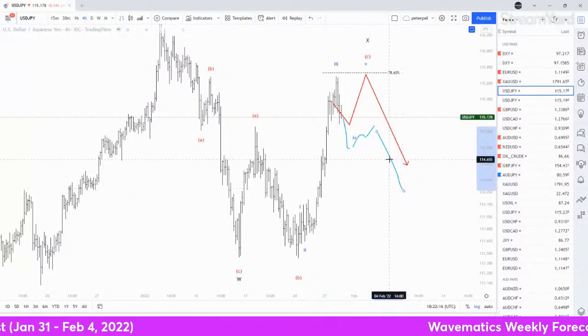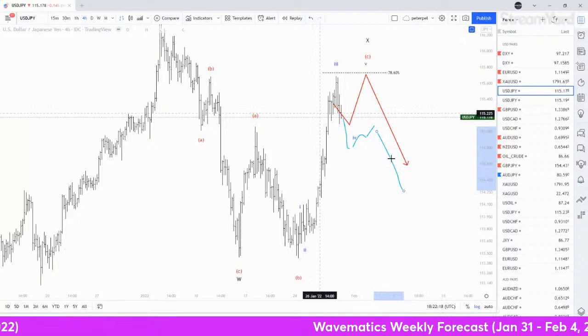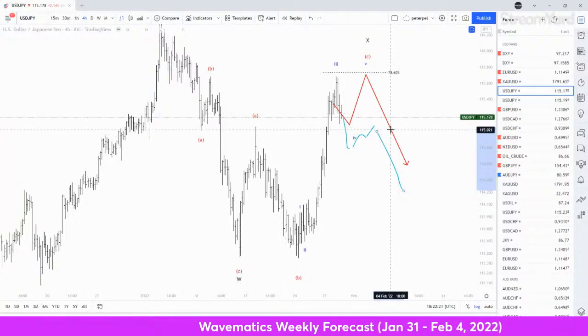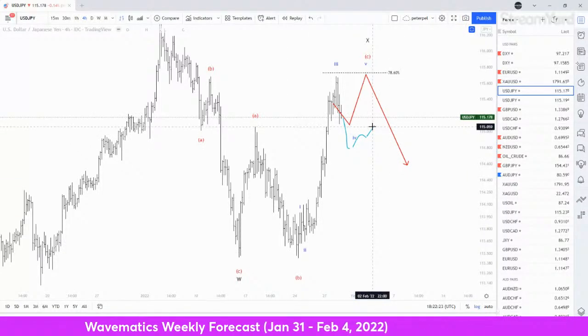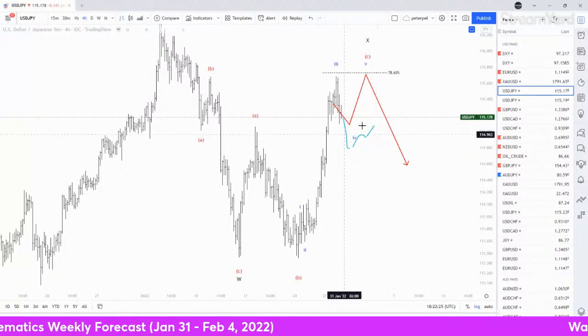I just had a problem with my pen, so I have to use TradingView's pen. So we need to be deleting them as we write them.